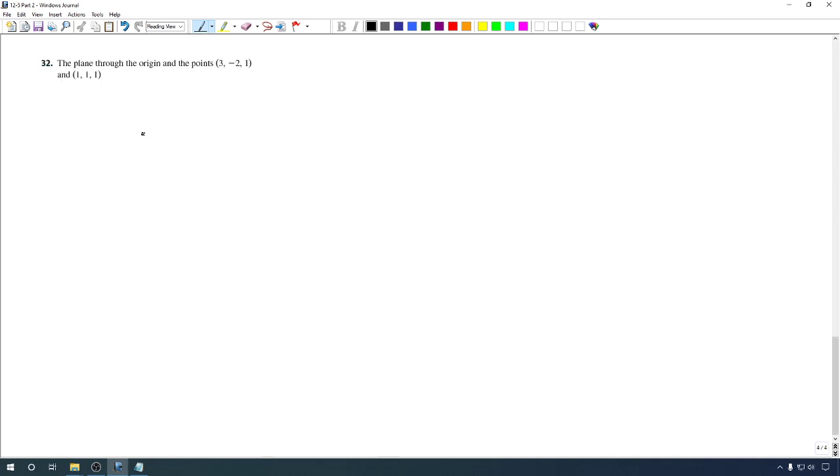Now let's move on to problem 32. This actually looks like the most likely situation that we might be in, where we have 3 different points that are on the plane.